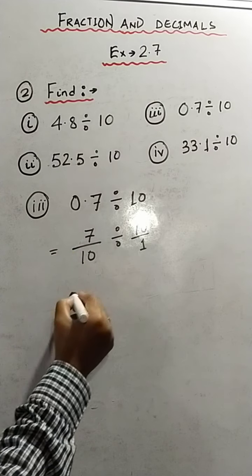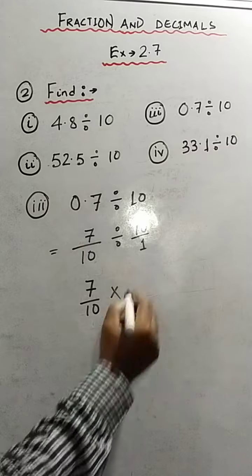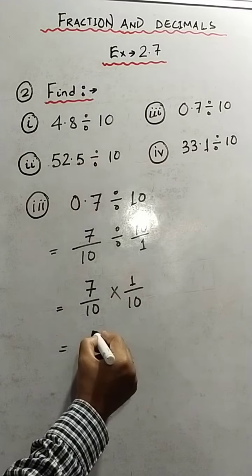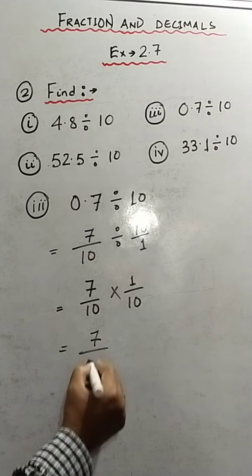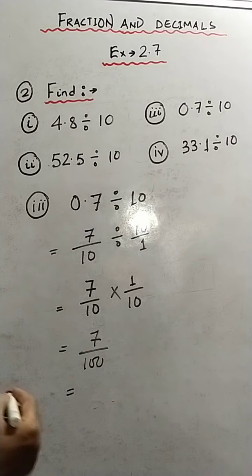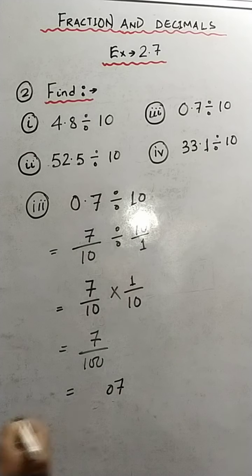Okay. So what is the next step? 7 by 10 into 1 upon 10. Okay. Now just multiply the numerator with numerator. That would be 7, and the denominator, 10 into 10, is 100. Fine. So now how to convert this 7 by 100 into the decimal form? We'll write 7, we'll give one 0 here, then we'll put the decimal, and then again another 0. So 0.07. Okay.